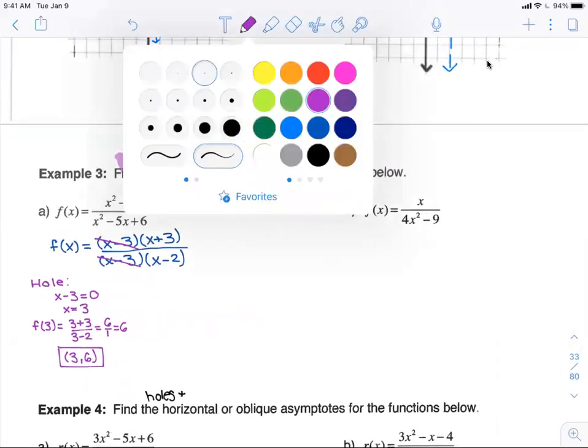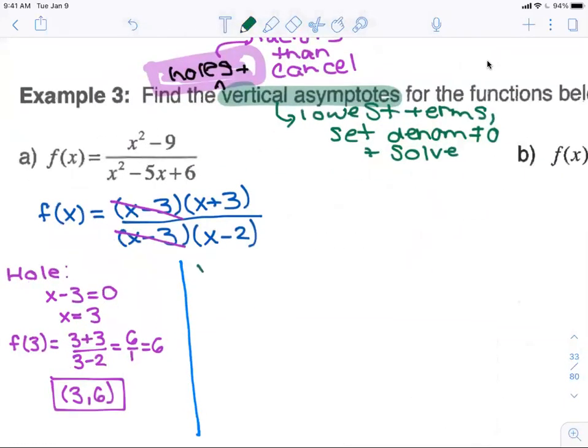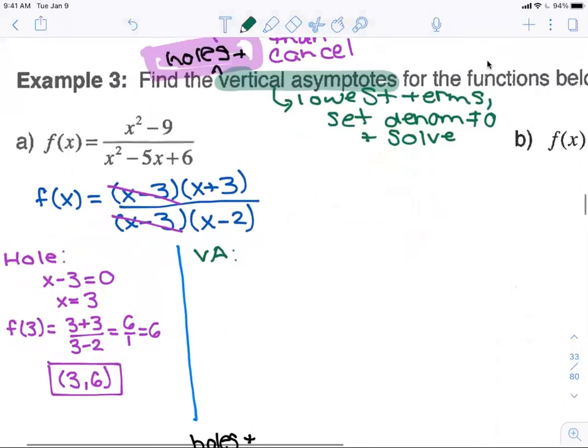Now let's go ahead and take a look at the vertical asymptote. That's the second part that it asked us about. So the vertical asymptote says once in lowest terms. So again, this is your lowest terms here. You're going to set the denominator equal to 0 and solve. Well, that means we're going to set the x minus 2 equal to 0 and solve. And when I solve that, I add 2 and I get x equals 2. That is your vertical asymptote. That's your answer.